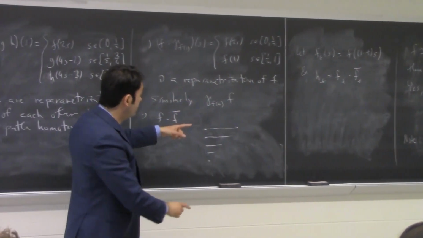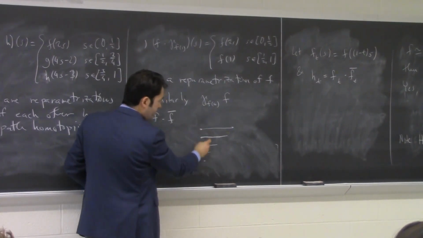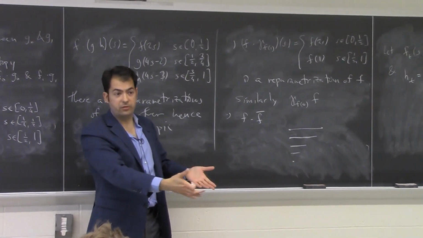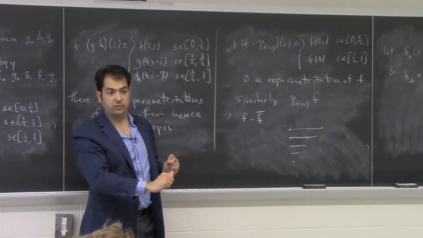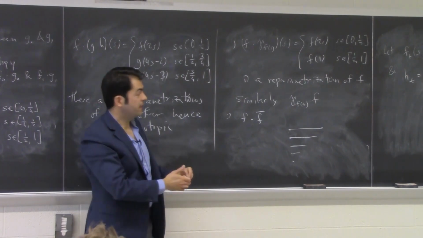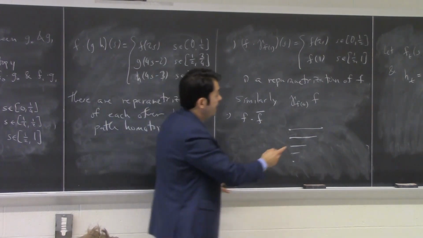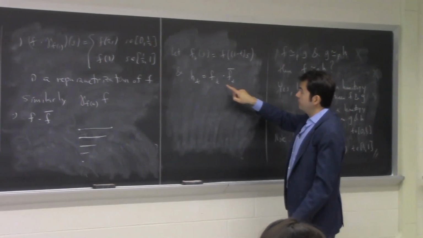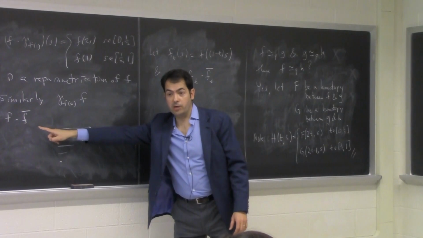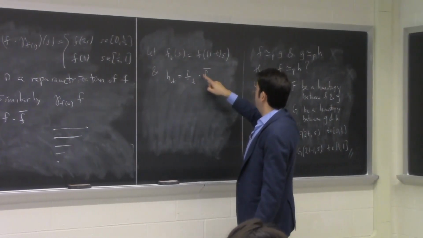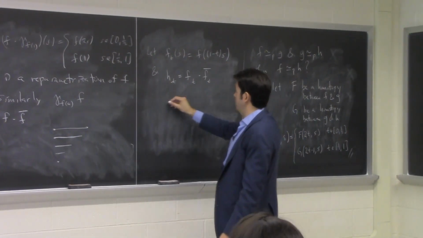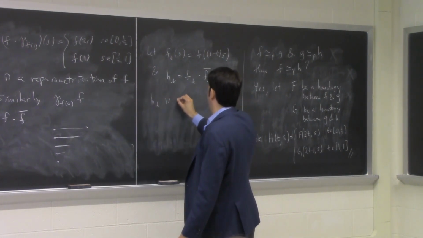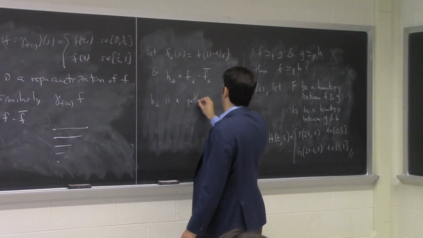OK? So f sub t is just one of these paths that goes along the same route as f, but just doesn't get as far. It stops at 1 minus t instead of stopping at 1. And so this h sub t is a continuous family of paths that starts at f dot f bar and ends at the constant path that's just at f of 0. So h sub t is a path homotopy.